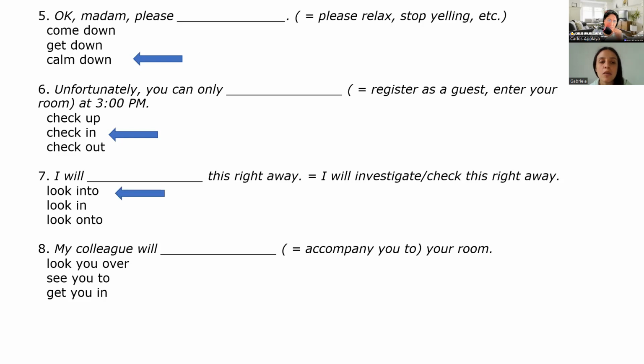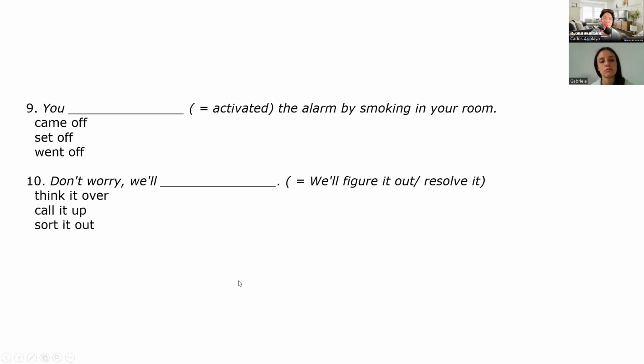Number 8. My colleague will accompany you to your room. My colleague will see you to your room. See you to your room. Number 9. You set off the alarm by smoking in your room. And you set off the alarm. Don't worry, we'll figure it out, resolve it. Don't worry, we'll sort it out.